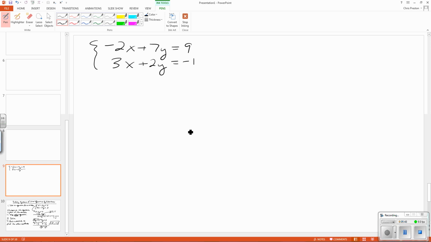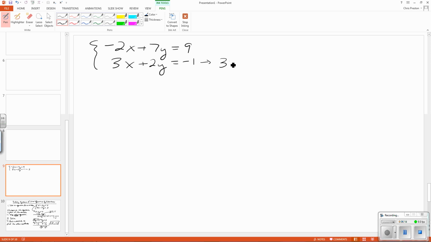Now, like I said, if one of these variables had a coefficient of 1, that's probably the one I would try to get by itself. In this case, nobody has a coefficient of 1. We got negative 2, we got 7, we got 3, and we got 2. You just got to decide who you want to stick with. Just for the sake of being different from what we just did, I'm going to use the second equation, and I'm going to solve for y.